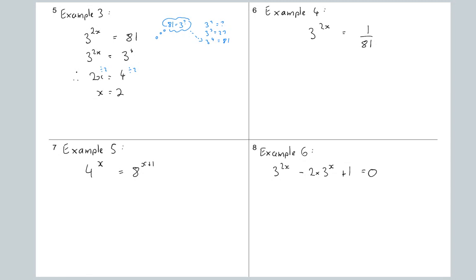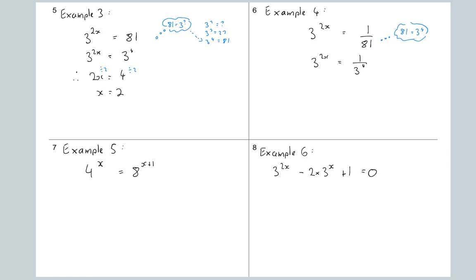Example 4. We have 3 to the power of 2x equals 1 over 81. Now again, we saw from the last example that 81 is equal to 3 to the power of 4. So we could certainly write it as 3 to the power of 2x equals 1 over 3 to the power of 4. But that is not enough by itself to suggest that 2x is equal to 4 or anything else. It's still not of the right format. That 1 over makes all the difference in the world.